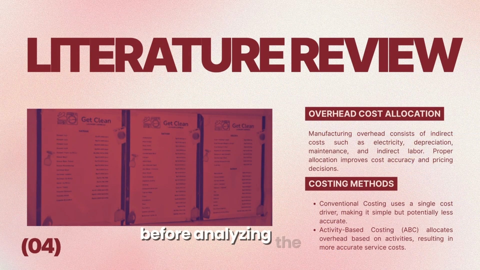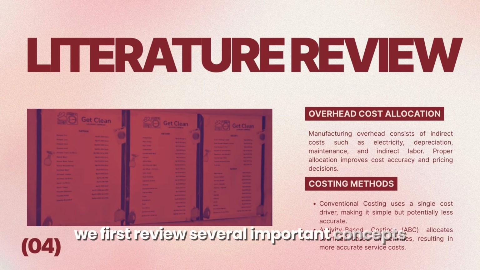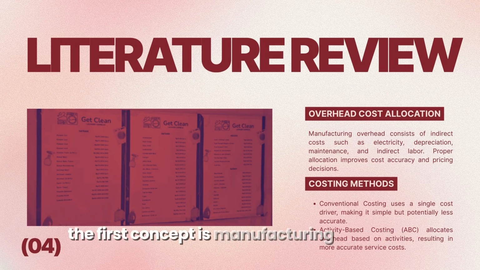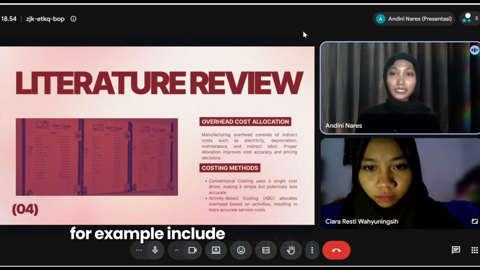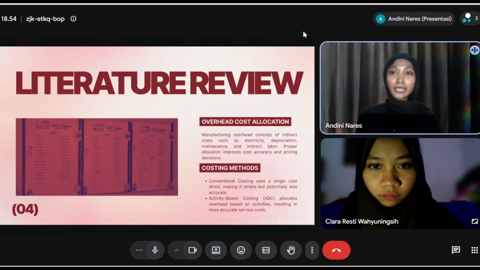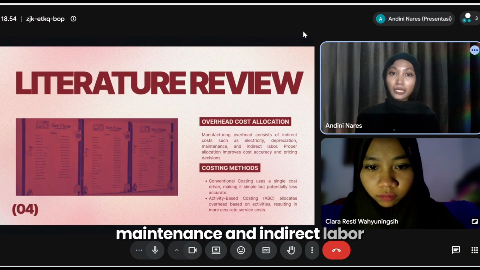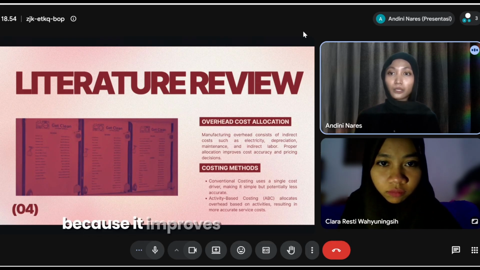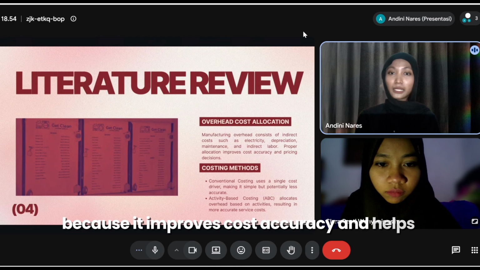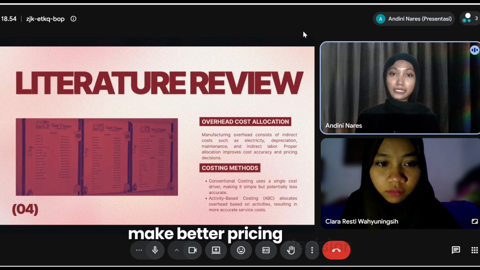Before analyzing the data, we first review several important concepts. The first concept is manufacturing overhead. Manufacturing overhead consists of indirect costs that cannot be directly traced to one specific service, for example electricity, depreciation, maintenance, and indirect labor. Proper overhead allocation is important because it improves cost accuracy and helps managers make better pricing decisions.